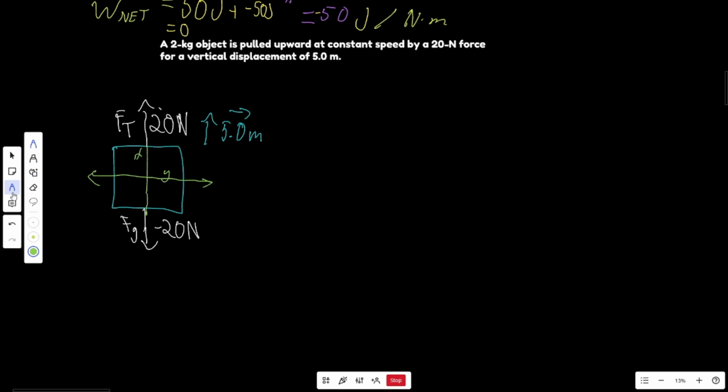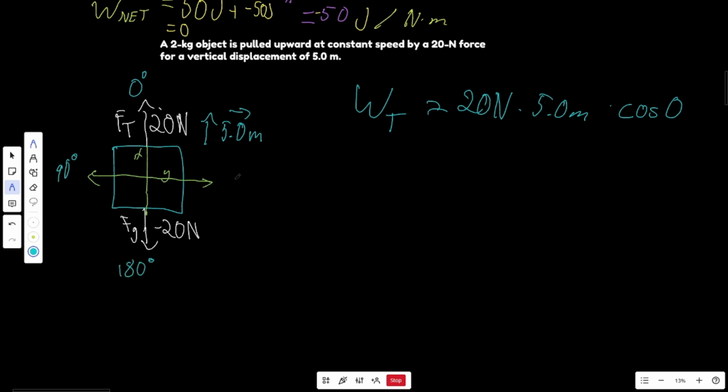So now let's try that. So the work by the tension would be 20 newtons times 5.0 meters times cosine 0, because this is now going to be the 0 point. This is 0, 90, 180, and 270 right here. So this will give us, this is equal to 1, so 20 times 5, that's 100 joules.